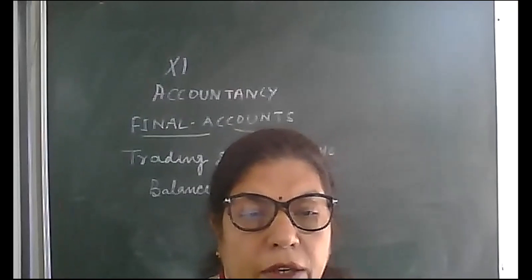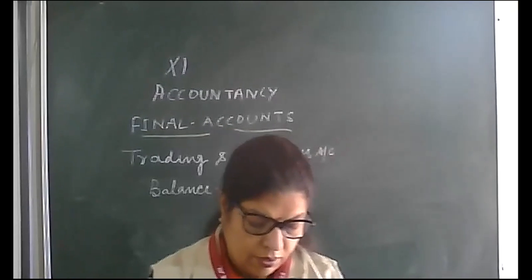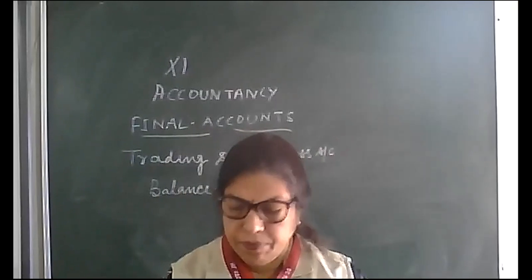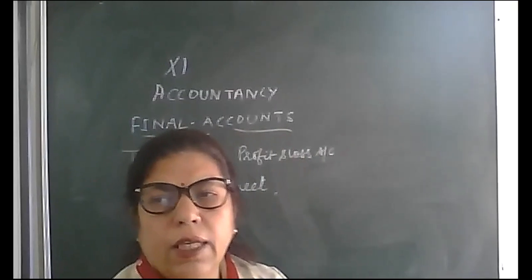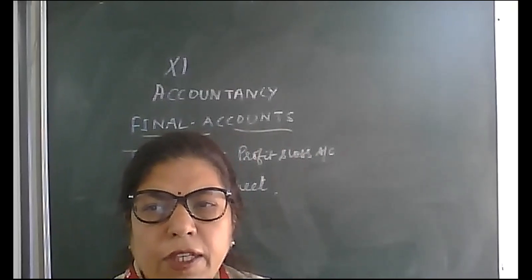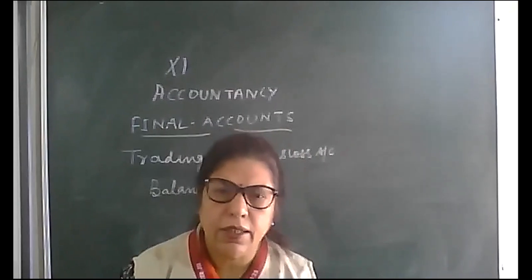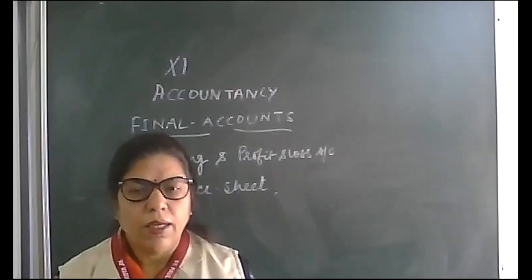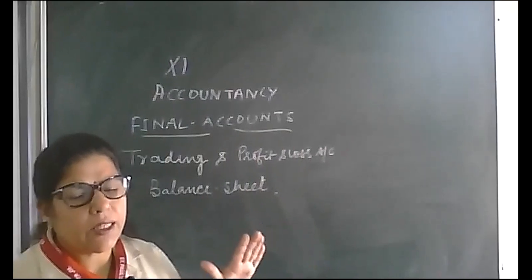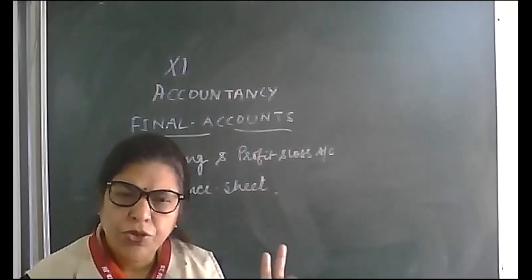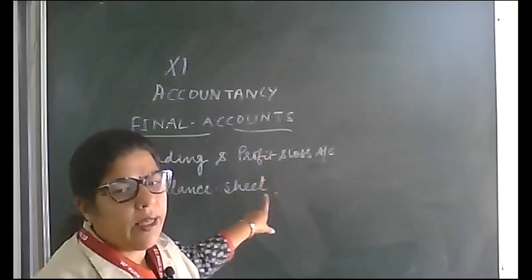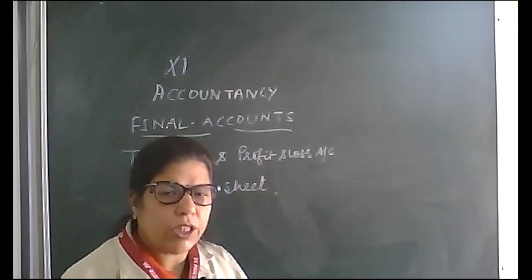In class 11th accountancy, we are on chapter number 9, and chapter number 9 is financial statements. In financial statements, we have already completed the theory part. As you know, the final accounts, meaning financial statements, are classified in two parts basically. One is to know the profitability and second is to know about the financial position.